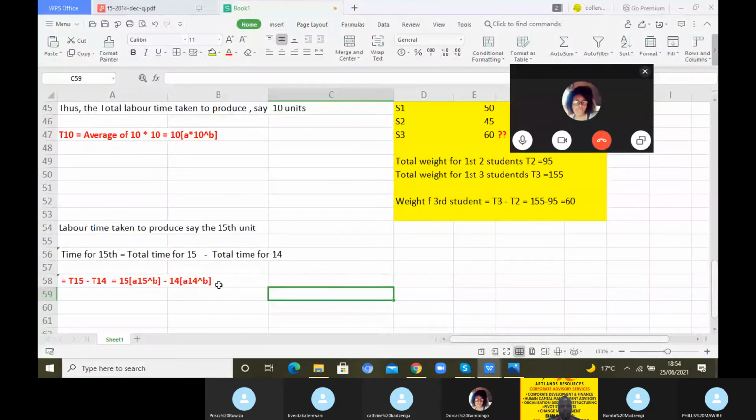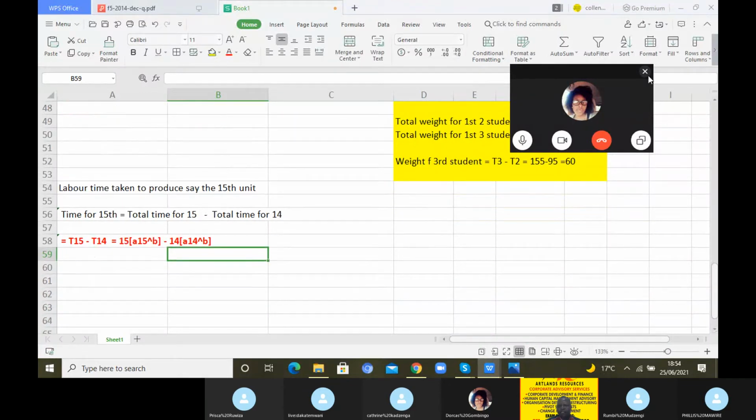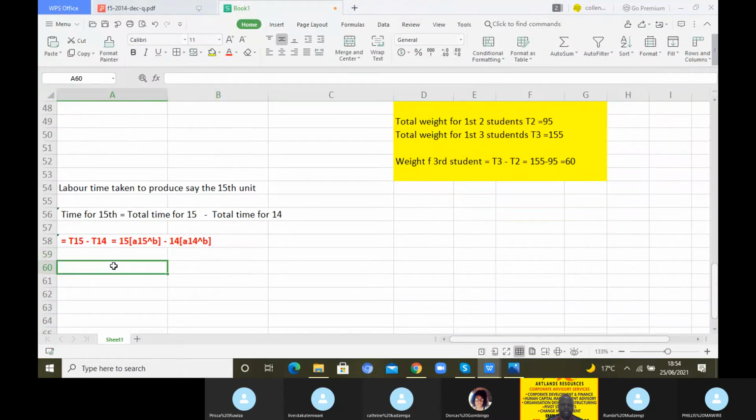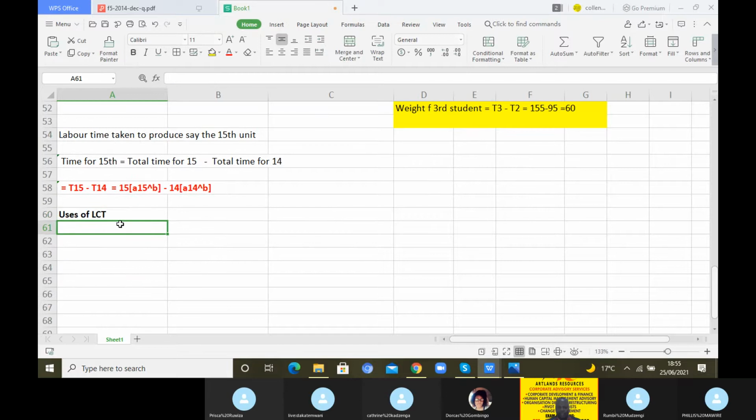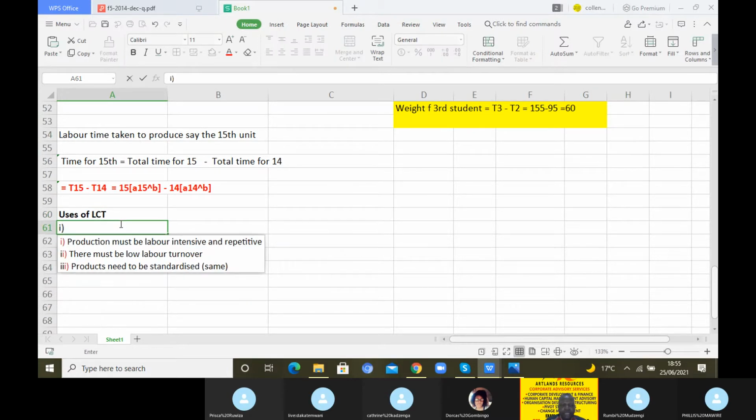Okay. So now, I'm sure we are done with learning curve theory. Allow me then to have last concluding remarks, which is uses of learning curve theory, LCT. Realize that learning curve theory is a very important concept. Now, what are its uses? Here are the uses of learning curve theory. Number one, we use learning curve theory when budgeting for labor time.